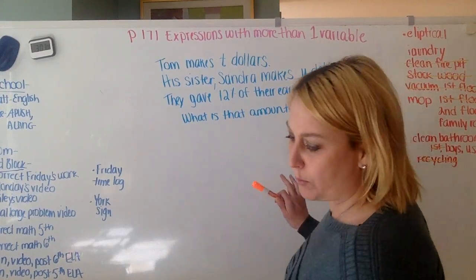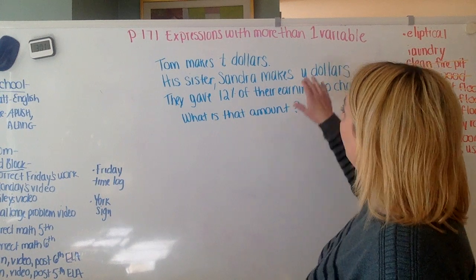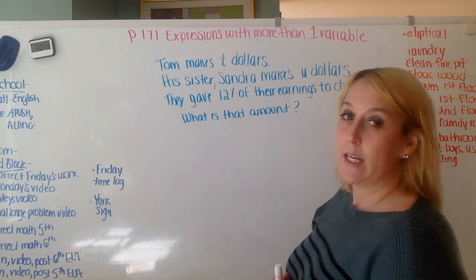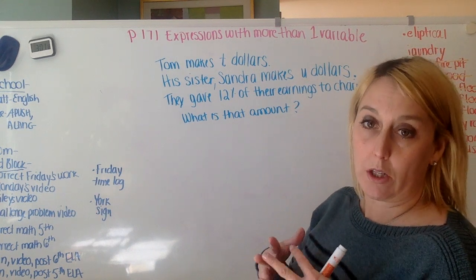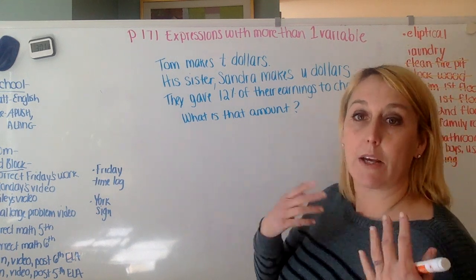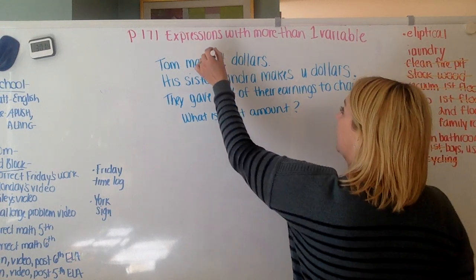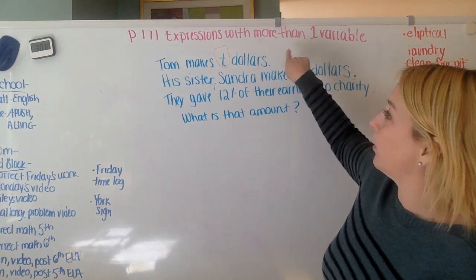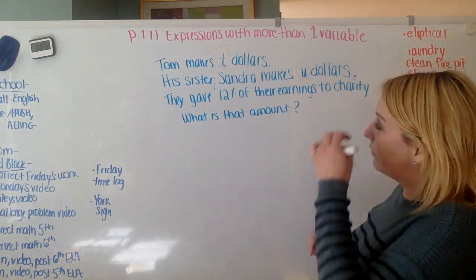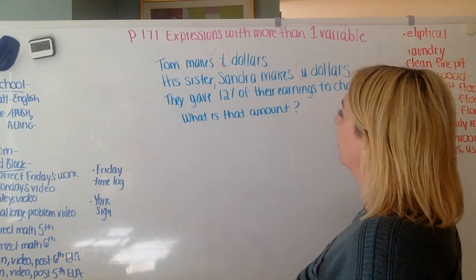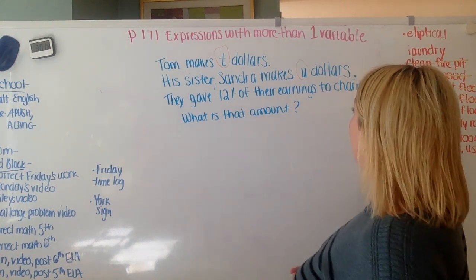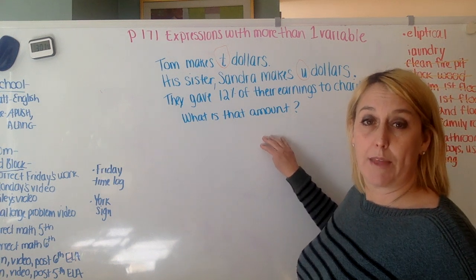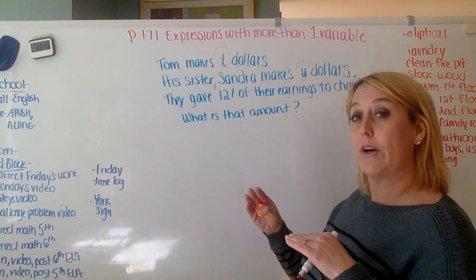All right, so I've got another problem. We're on page 171. Tom makes T dollars. T is a variable for what Tom makes. His sister Sandra makes U dollars. So the variable for Sandra is U dollars. So we already have the two variables, right? We knew that this skill is going to be working with more than one variable. So they're two different variables. They're both dollars. They give 12% of their earnings to charity. So what we need to do is write an expression for what that amount is. So 12% of their earnings.